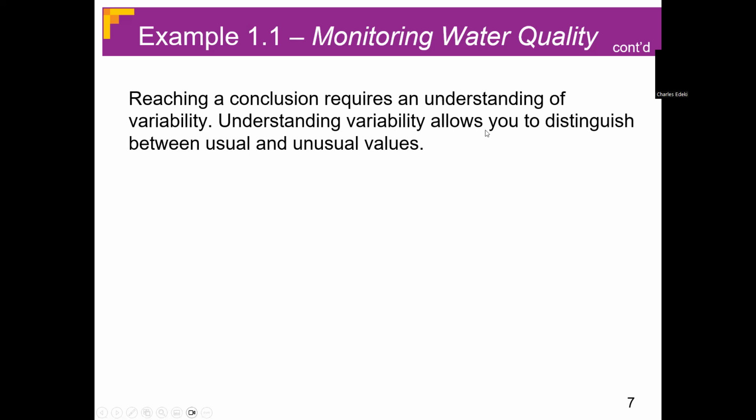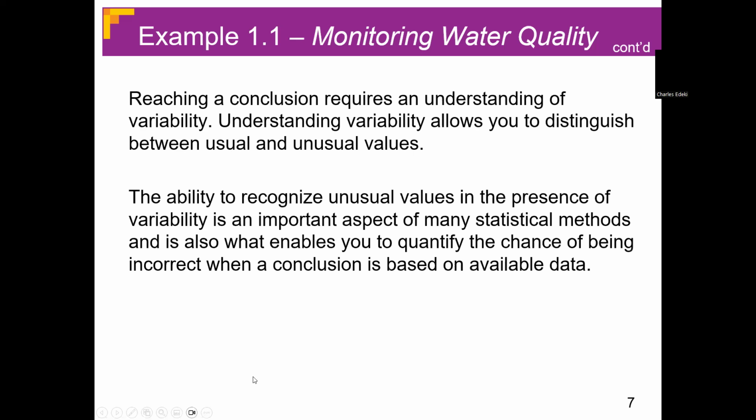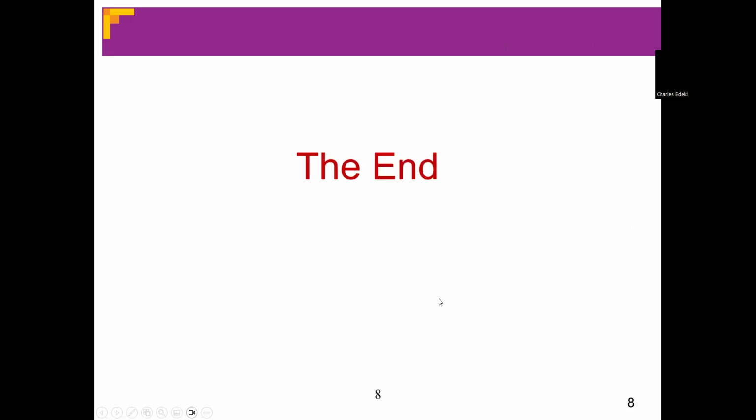So understanding variability allows you to distinguish between usual and unusual values. And again, that's the main objective in this course. The ability to recognize unusual values in the presence of variability is an important aspect of many statistical methods and techniques. And it is also what enables you to quantify the chance of being incorrect when a conclusion is based on variable data. So that will be the conclusion of our lecture number 1, part 1. Again, that's the main goal of statistics, it's all about variability in our data set.